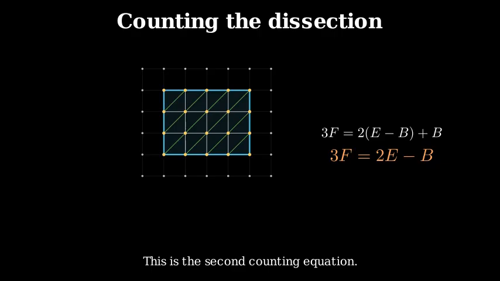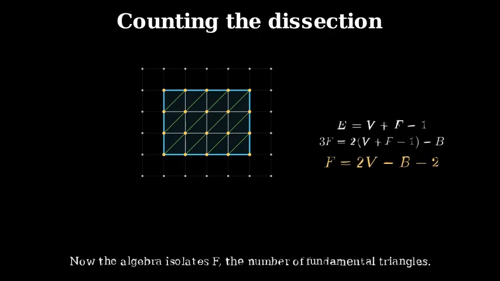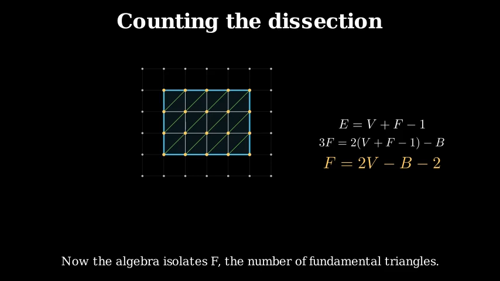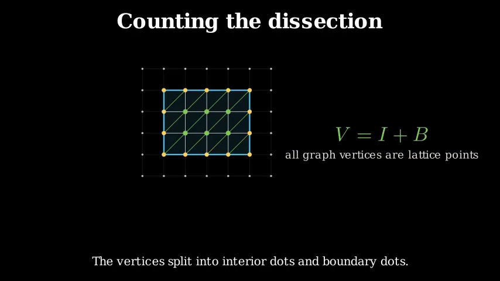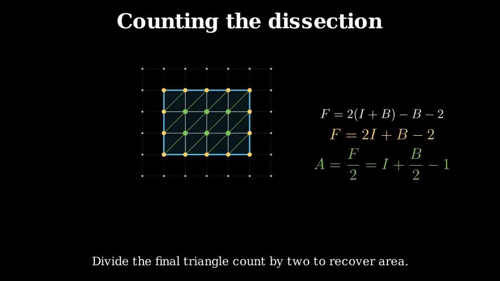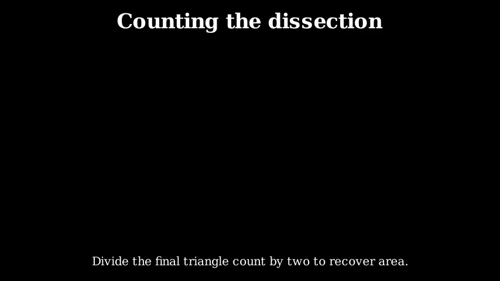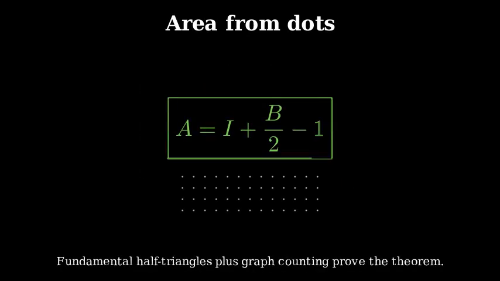This will determine f. From Euler, e equals v plus f minus 1. Substitute that into the edge count, simplify, and get f equals 2v minus b minus 2. The vertices are exactly the i interior lattice points plus the b boundary lattice points, so v equals i plus b. Therefore, f equals 2i plus b minus 2. Since area equals f over 2, the area is i plus b over 2 minus 1. That is Pick's theorem. The continuous area was forced by a discrete structure: fundamental half-area triangles, Euler's formula, and a final count of dots.